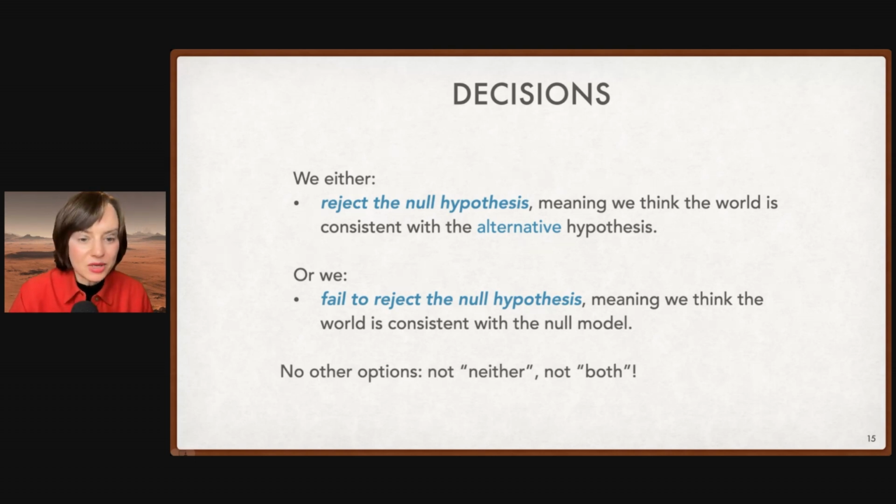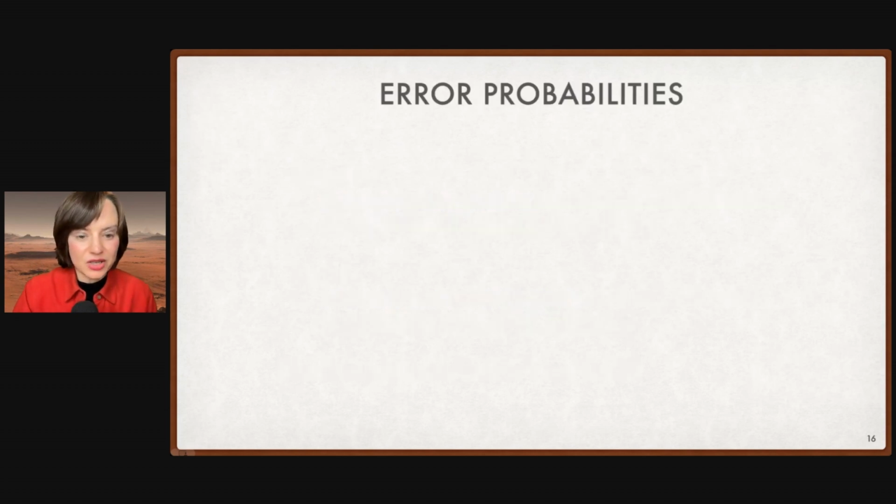So there's no other option. There's no neither. There's no both. A good theory lends itself to hypotheses that are mutually exclusive. There's one, we either reject the null or we fail to reject the null.